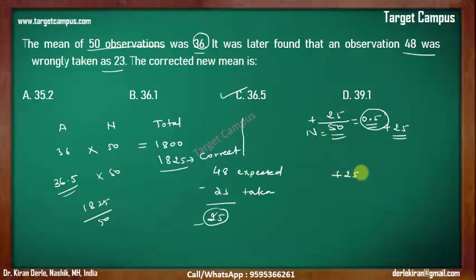Plus 25 was to be distributed, that was additional 25 we need to distribute in the actual mean, that is the previous mean, among 50 students, among 50 observations. That means per observation we are adding 0.5. So our new average would be 36.5. I hope you are understanding these things.